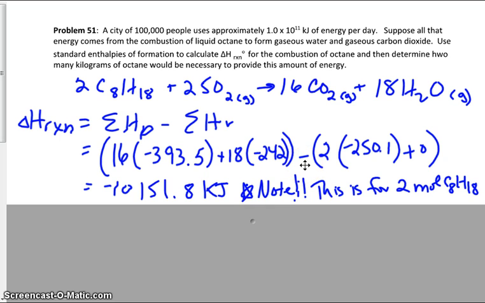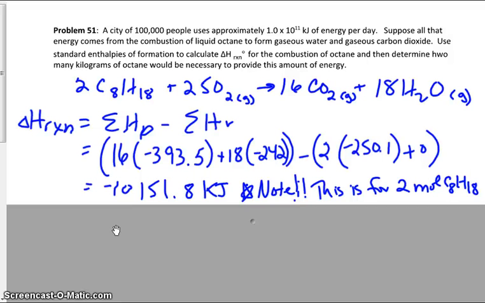All right, so minus the heats of formation of your reactants. Here's your 2 moles of octane. I had to use the book for this number. It was on page 279, if you couldn't find it, so it's negative 250.1 kilojoules per mole. And then again, plus 0. Where did 0 come from? It's your 25 moles of oxygen times 0, because that is the standard form of oxygen, so it's a 0. So I got negative 10,151.8 kilojoules. And again, note, this is for 2 moles of octane. Make sure you always go back and look.